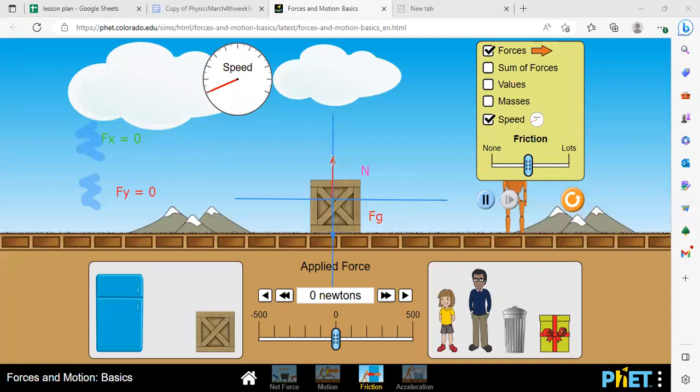Okay, so balikan natin yung example natin kanina. So this is basically equal to your normal force going up minus your weight.